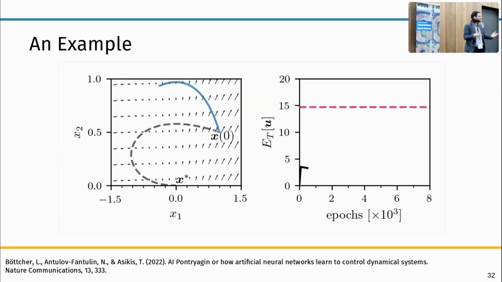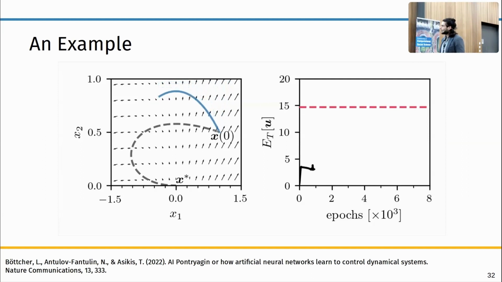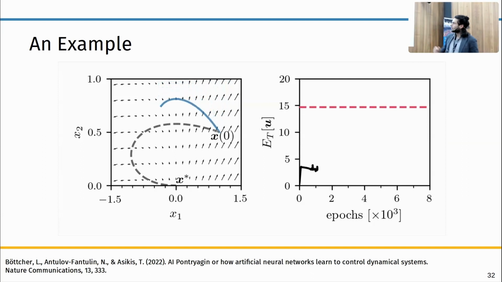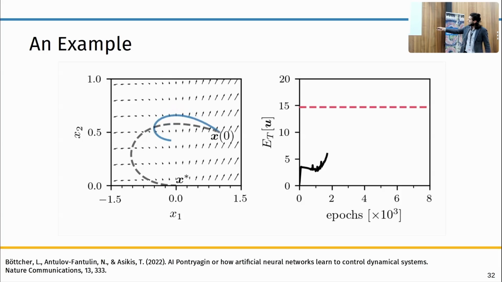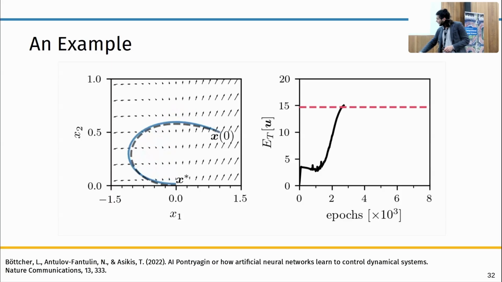Again, this problem can be solved analytically relatively easily, but it's a nice little toy problem to show the learning process of a neural ODE type controller. And what you see here is the evolution of control energy, so the energy that you need to input into the system to steer it to the target state.